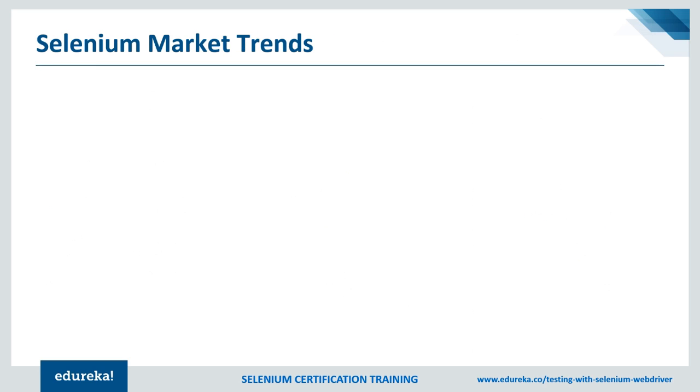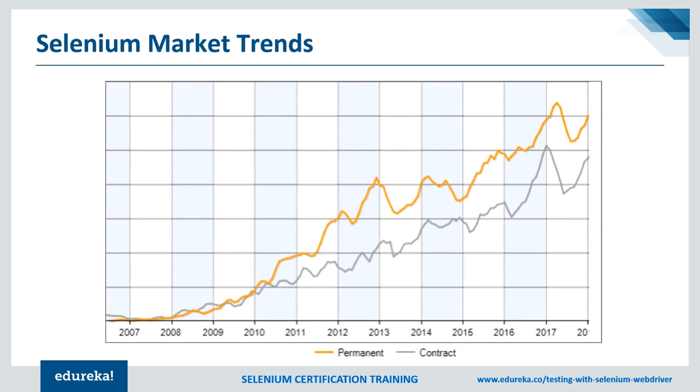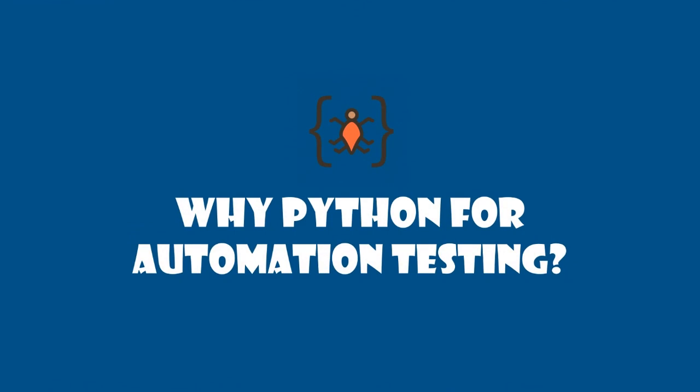Now let's see the market trends of Selenium. You can see in this figure the market trends from the past 10 years. And you can easily make out the growth rate from 2007 till date. By this, you can understand the demand for Selenium in the testing domain of the IT world. Now, let's move further and understand why Python is a preferred programming language for automation testing.